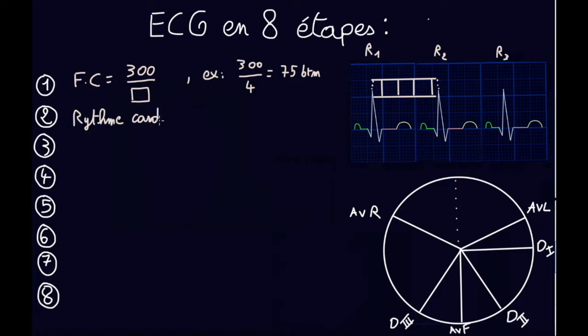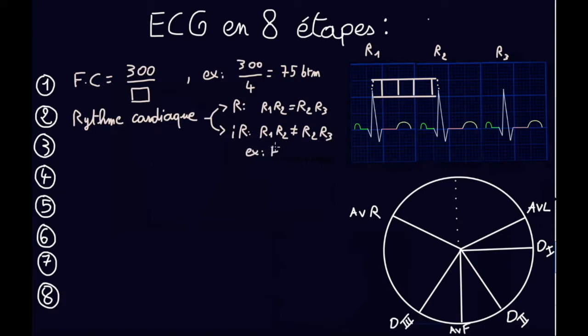Is it regular or irregular? If it is regular, the R1, R2 interval will equal the R2, R3 interval. If it is irregular, the R1, R2 interval will be different from the R2, R3 interval. An example of irregular rhythm is atrial fibrillation.